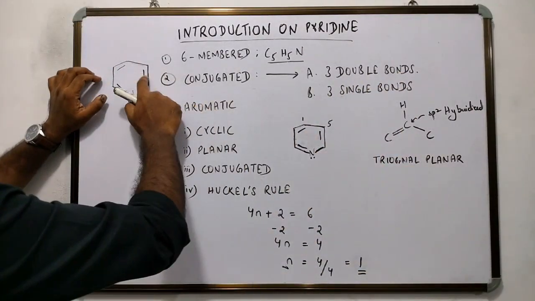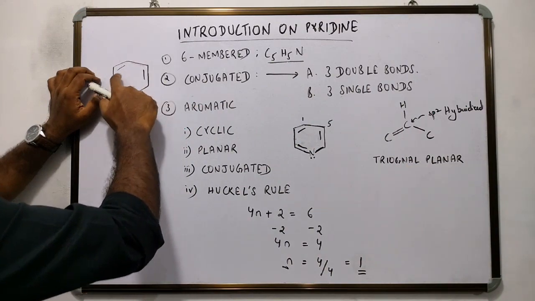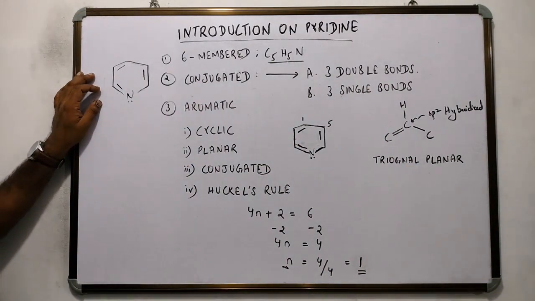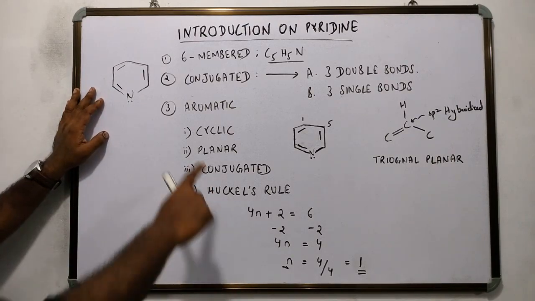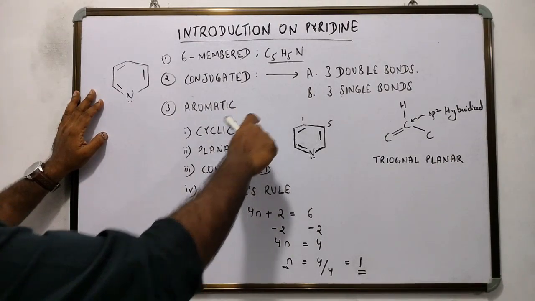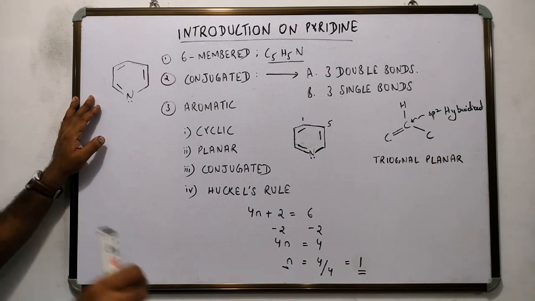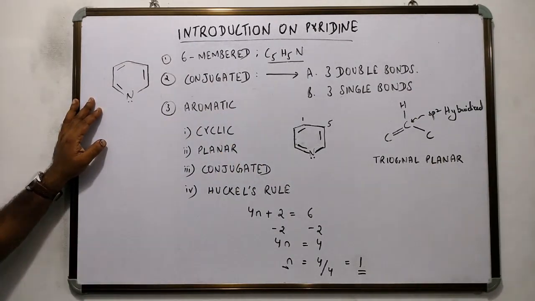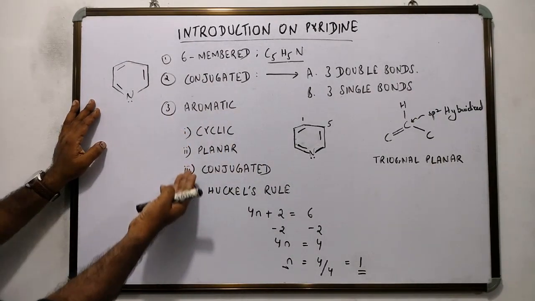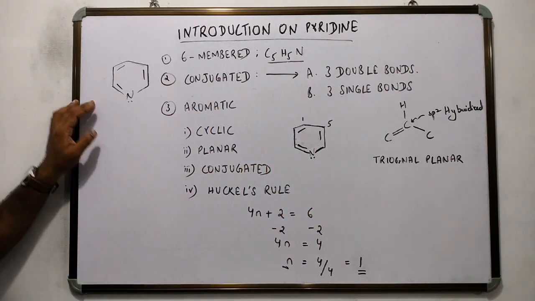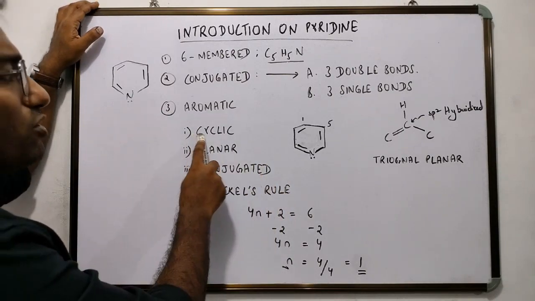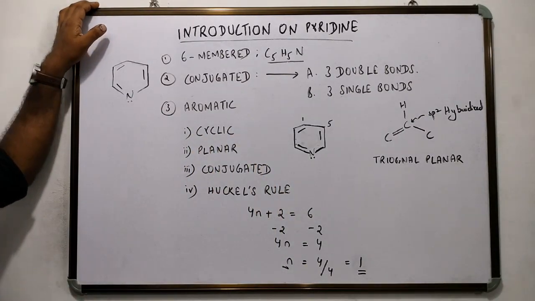Needless to say that the 3 double bonds and the 3 single bonds are arranged in an alternating fashion. Point number 3, pyridine is an aromatic compound. The reason pyridine is aromatic is because it fulfills the 4 conditions of aromaticity. Condition number 1, the molecule should be cyclic.